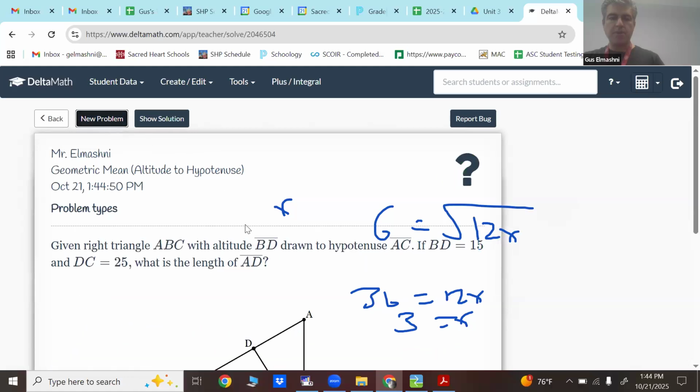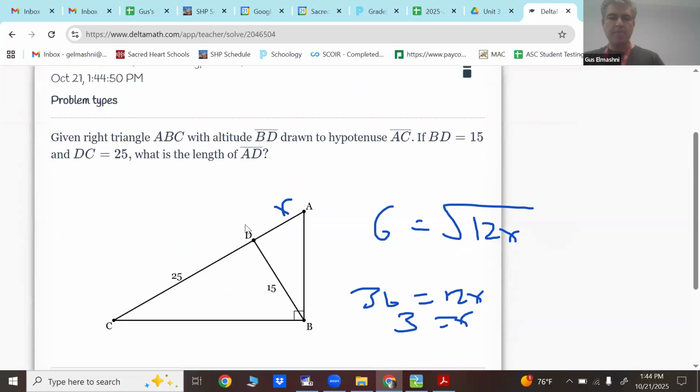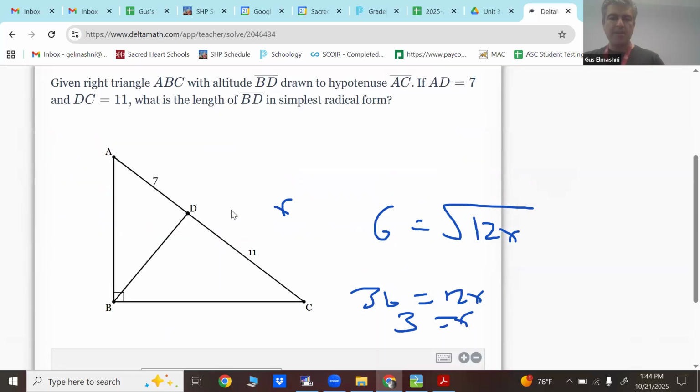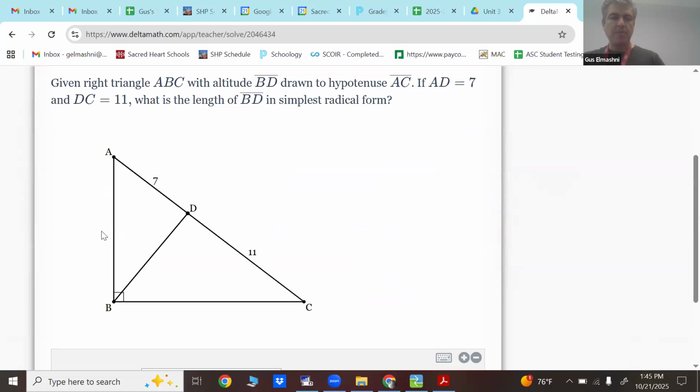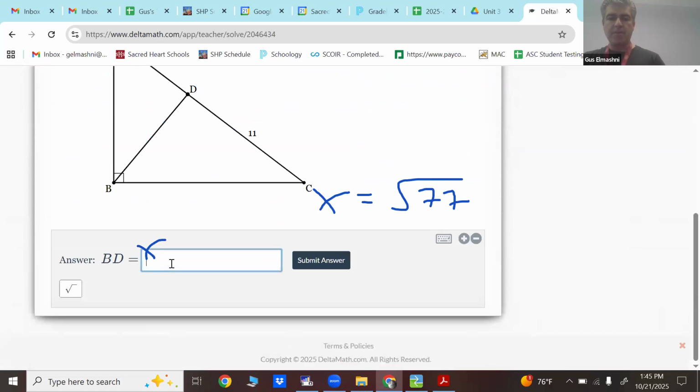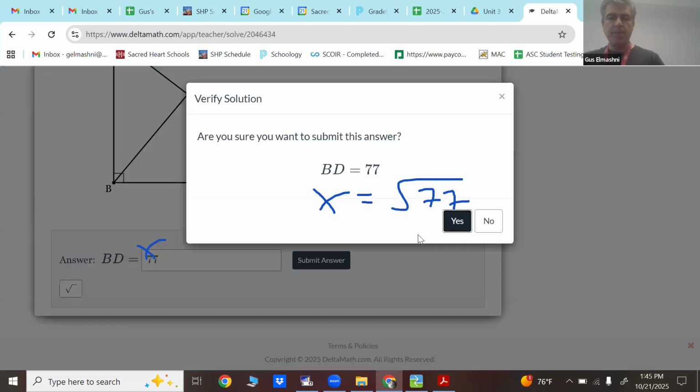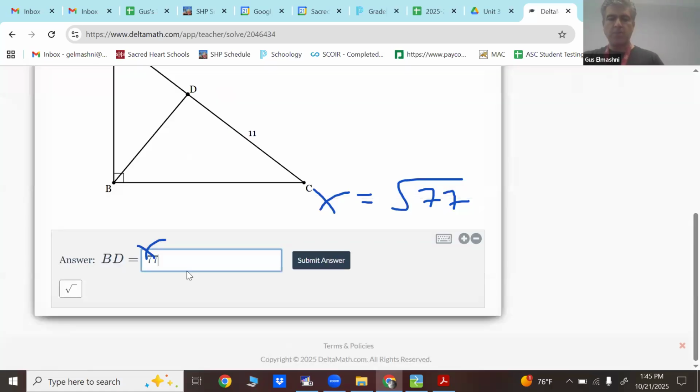See if we can find one that's a little more challenging. They're all kind of the same. Let's see if there's another one. Okay, this is a little different. They asked for BD. BD is x. So x equals square root of 77. And that's just what it is. There's nothing you can do about that. So I say 77 for that one. Oh, no. Got to type square root.